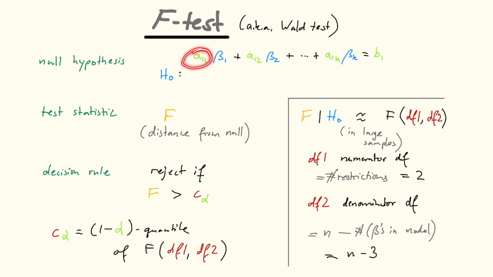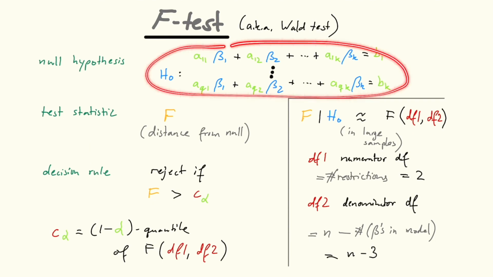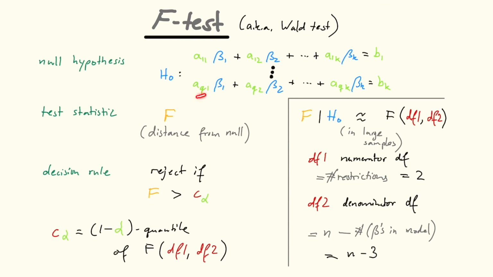Here the a in front of the betas are numbers specified by the researcher, and the b1 here is also a number specified by the researcher. We can have multiple such linear restrictions. Let's say we have q of them. For this general case, the number of restrictions would be q, and the denominator degrees of freedom would be n minus the number of betas in the model, and this would be 1 intercept plus k slope coefficients.